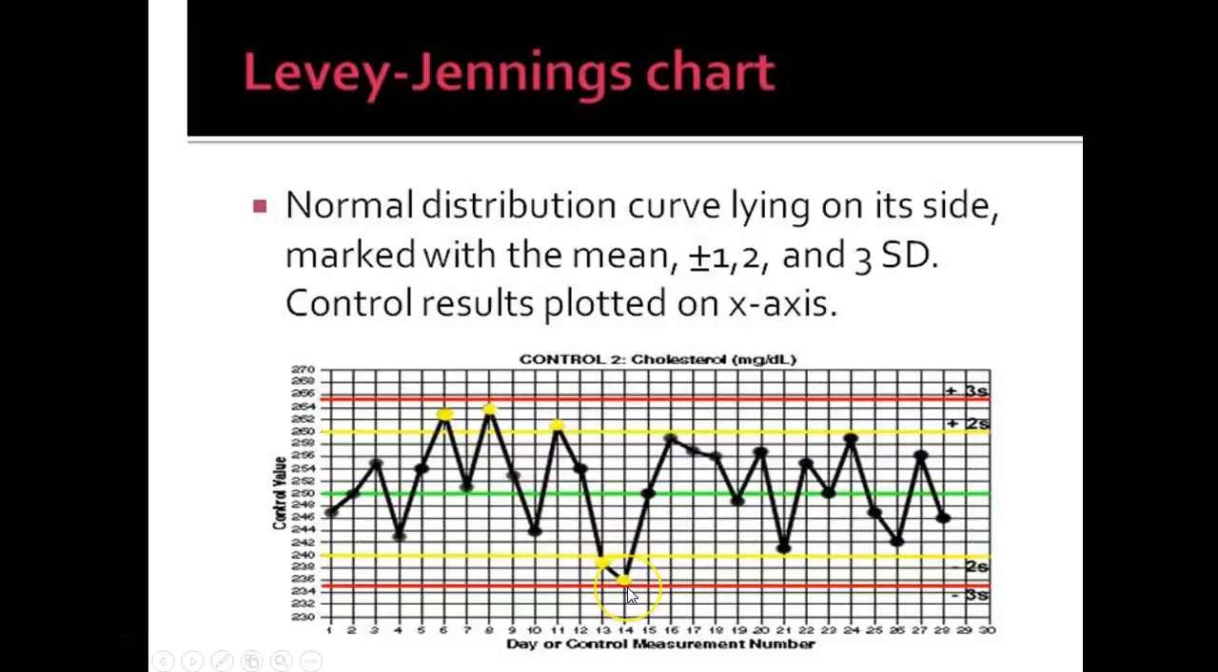It looks like something was done here. Maybe they took out some fresh vials of controls. Maybe they did something to the analyzer to help it out, and it became back within range. We like to see a really nice smattering about the mean here. Back and forth, back and forth. We don't want to see them all on one side.